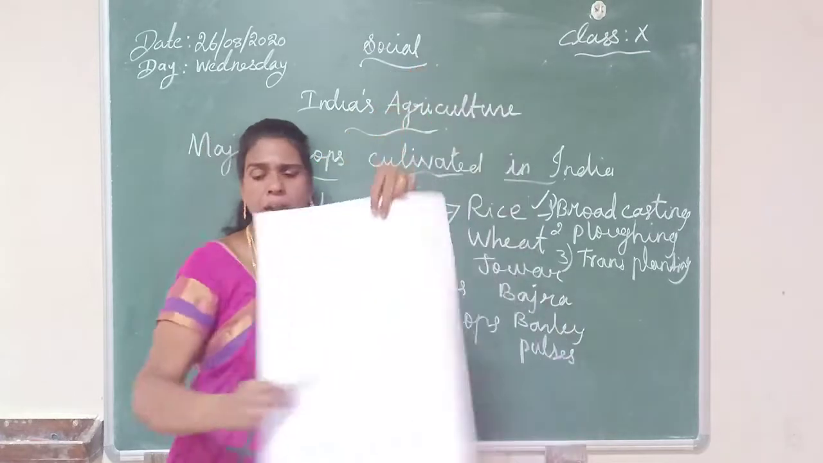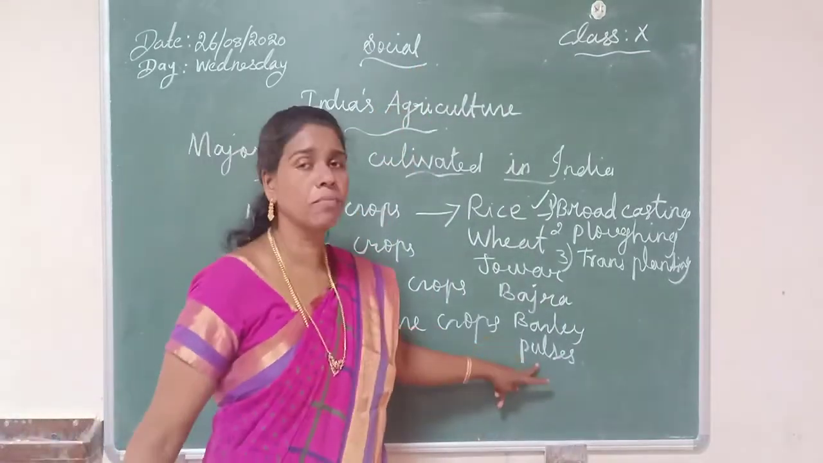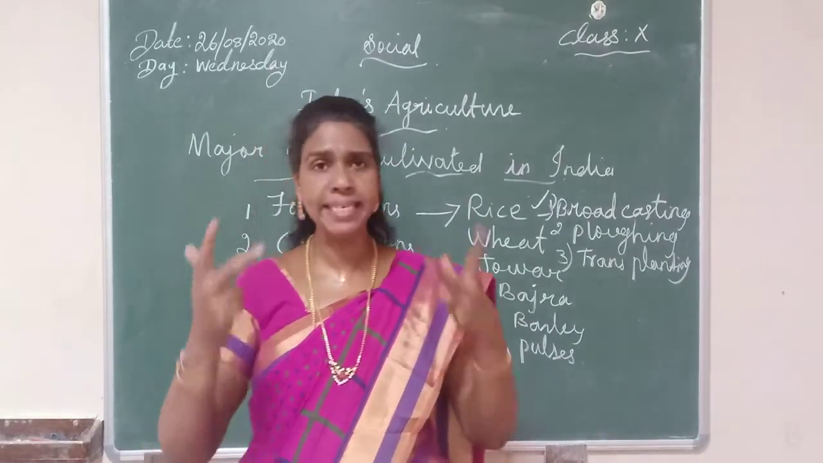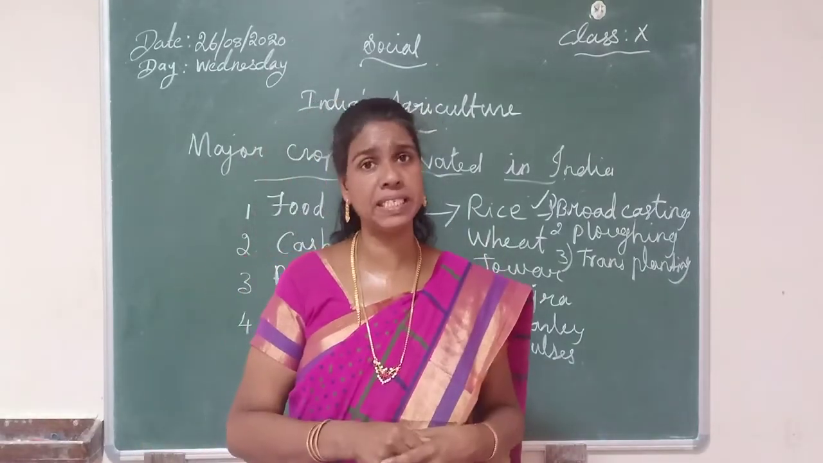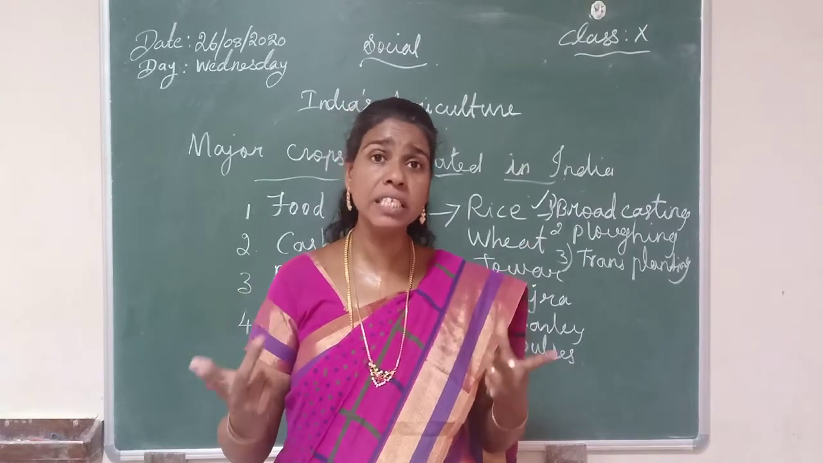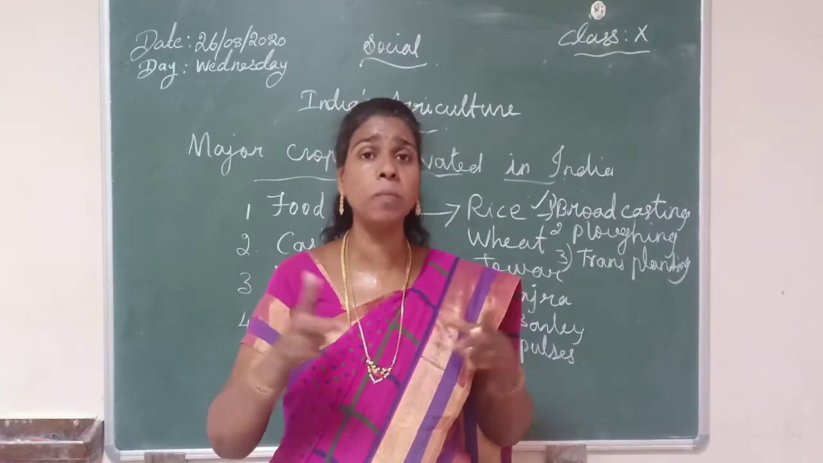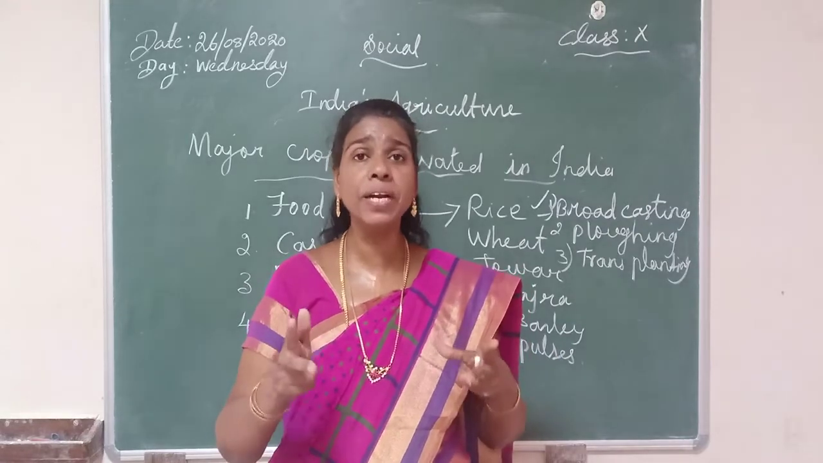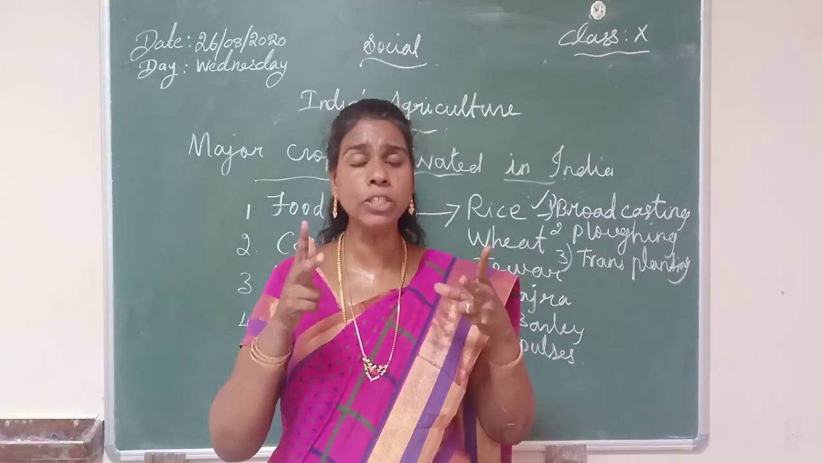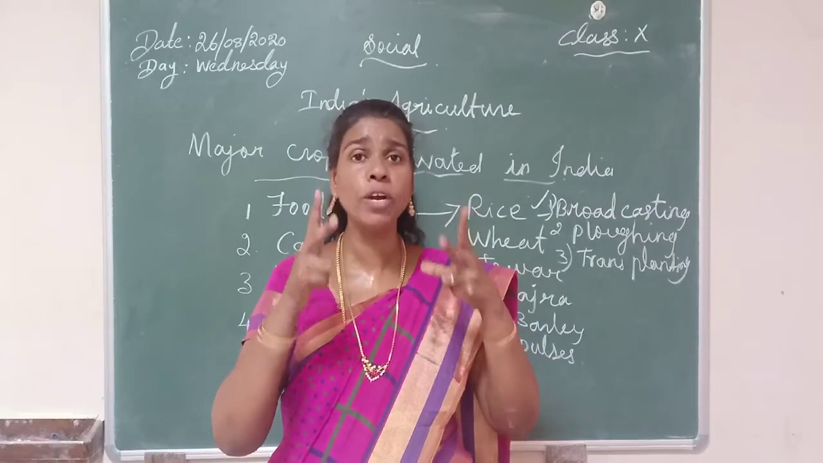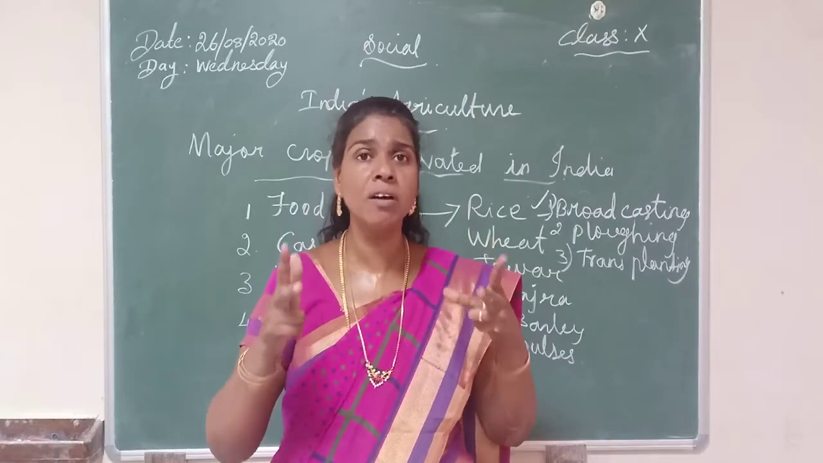Okay. Then the last one is pulses. India is the largest producer of pulses. It includes different varieties of crops. It is used as food for people and fodder for cattle.